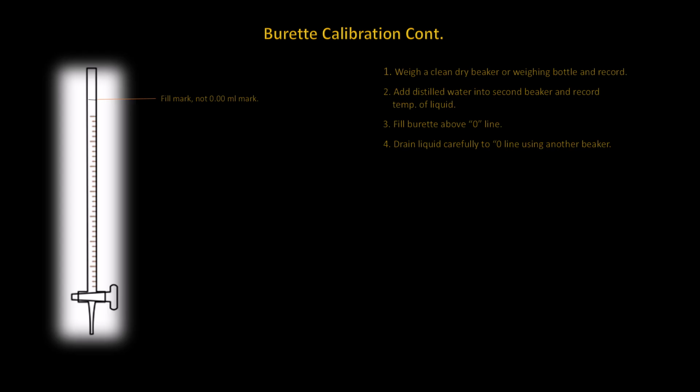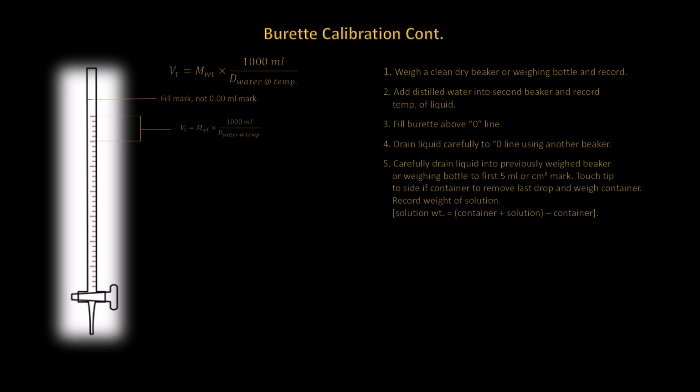The burette is carefully drained, dropwise, into the container to the 5 mL mark on the burette. The tip of the burette is touched to the wall of the beaker or weighing bottle to remove that last drop, and the container is weighed. The volume weight is recorded. The weight of the solution in the container would be the total weight of the container and the solution minus the weight of the container.